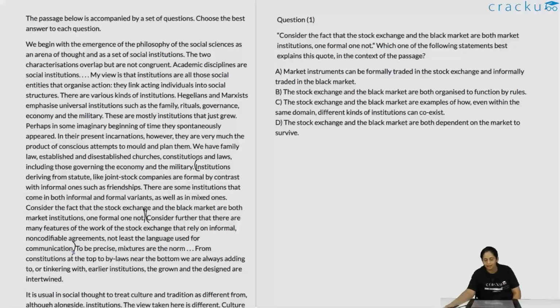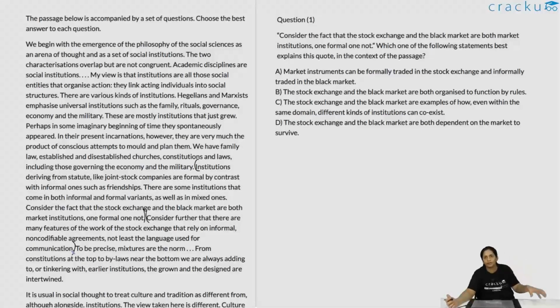Option A: Market instruments can be formally traded in the stock exchange and informally traded in the black market. Formal and informal are not about how they are traded. Formal and informal are about how that institution is set up. So a stock market is set up by statute. It is set up by passing laws.